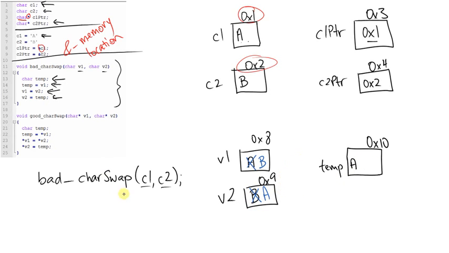Now, when this finishes, how can we tell that it's a bad character swap? Well, we gave it C1 and C2, so we expected C1 to be B and C2 to be A. Obviously, as we track what happens in memory here, we can see that the values of V1 and V2 change, but C1 and C2 don't. So this is a bad character swap.